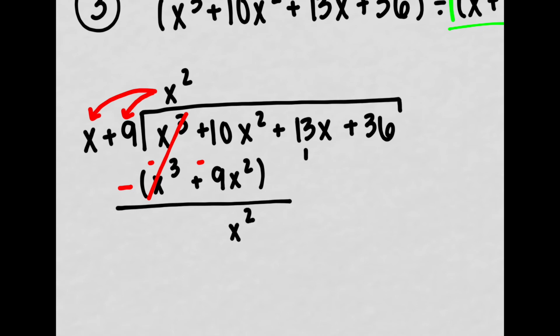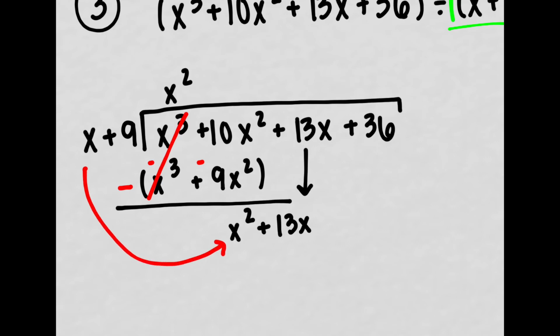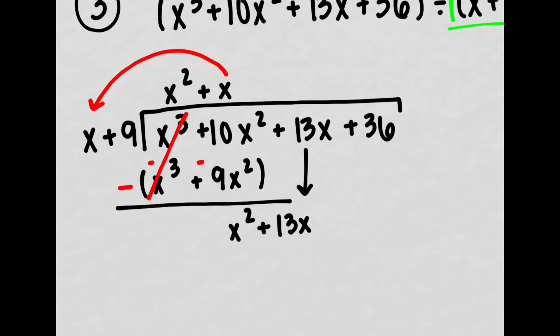And I drop down my next term. So I have x squared plus 13x. And now you're just going to repeat the process again. I ask myself, how do I turn x into x squared? What do I multiply it by? And that's a positive x. And I'm now going to multiply that positive x by everything over here. So x times x gives me x squared. x times 9 gives me a positive 9x.